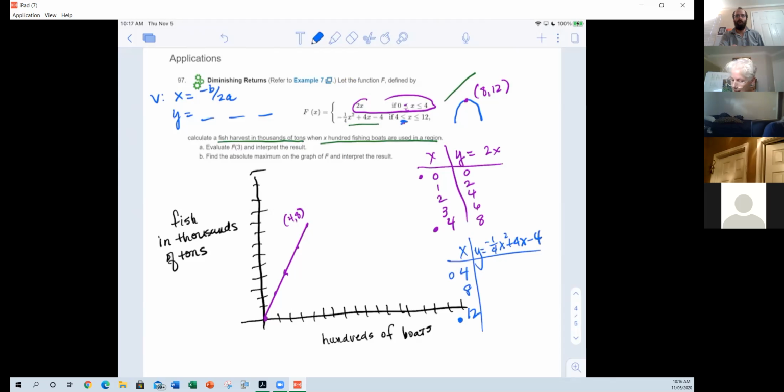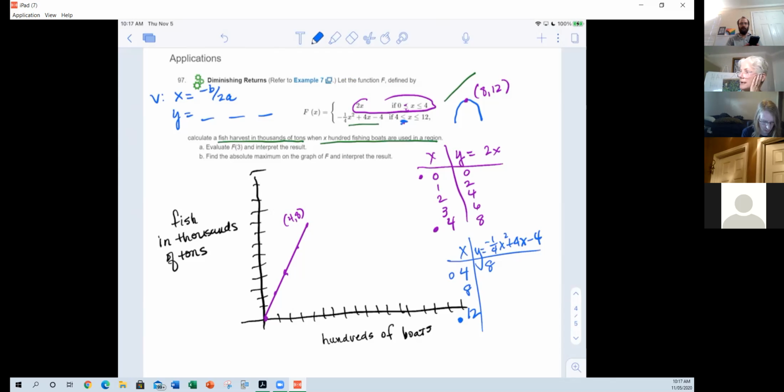So if I take, someone do this for me, negative 1/4 times 16, that would be negative 4, right? Plus 4 times 4, which is plus 16, so that would be 12. Minus 4 would be 8. Does everyone agree with me on that?